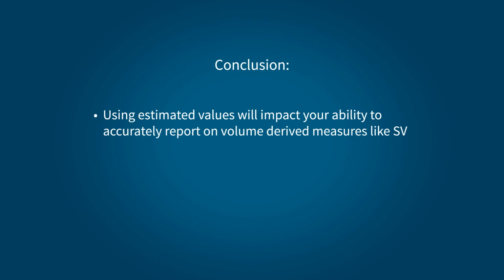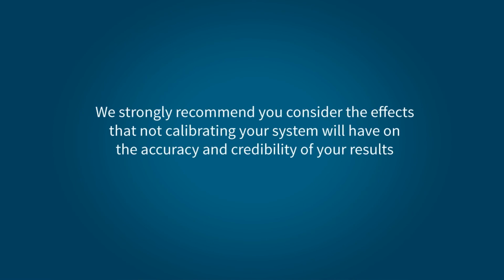As we can see, omitting just one of the calibration steps can impact the data you are reporting on in both admittance and conductance systems. Choosing to use estimated values across a group of animals will impact your ability to accurately report on volume-derived measures of cardiac function, like stroke volume, which may be important to your research question. As such, we strongly recommend you consider the effects that not calibrating your system properly will have on the accuracy and credibility of your results.